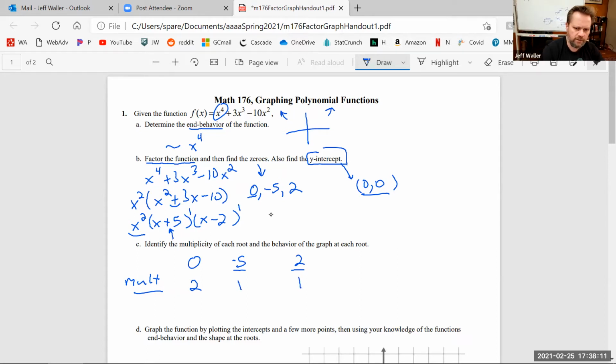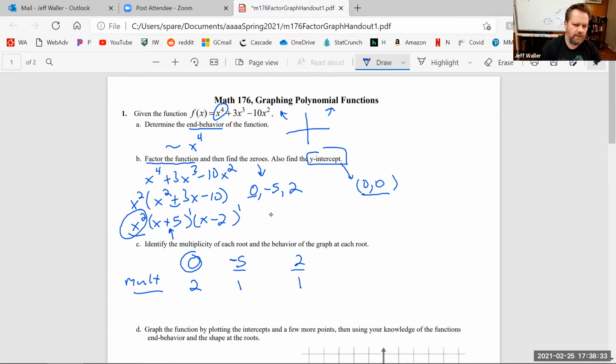All right, let me make sure. Does everybody understand that? Are you guys with me? Do you guys see why 0 has a multiplicity of 2? It came from a term that was to a second degree. Another way to look at that is 0 shows up twice because this is x times x. So there's two zeros. There's only one -5 and one 2.